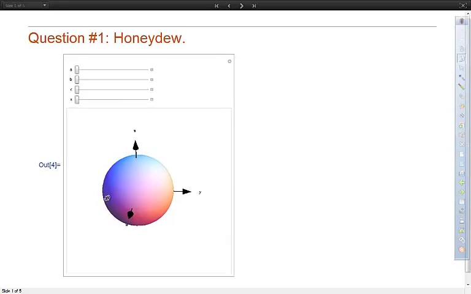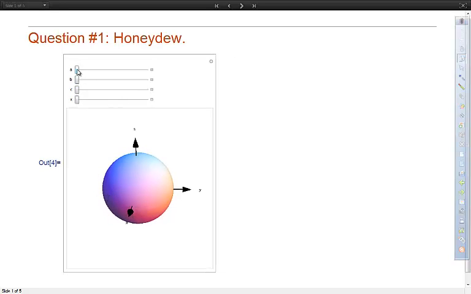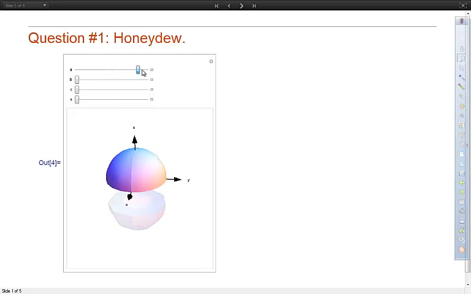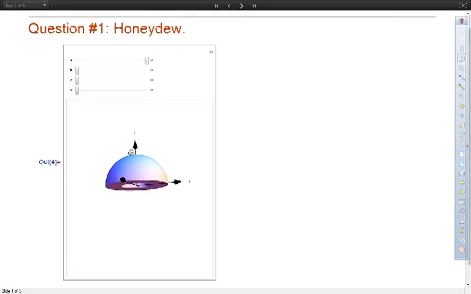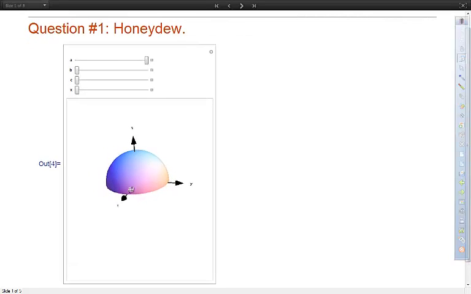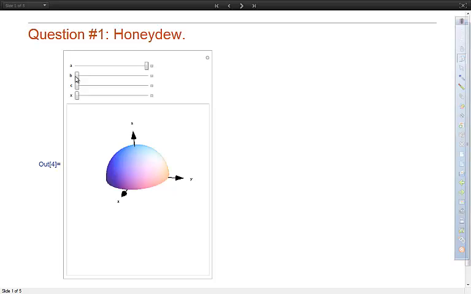And the first thing we want to do is cut the bottom out. So let's cut the bottom out. There's the bottom being cut out. So now we just have the top part of the honeydew. Next thing we do is cut it along the XZ plane so that back part disappears.